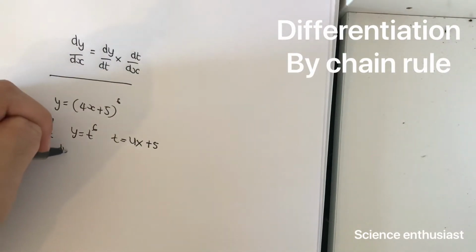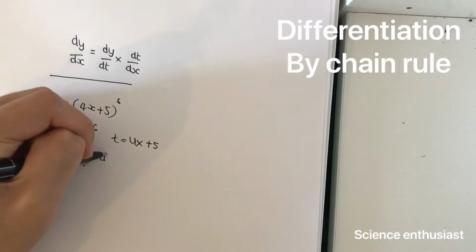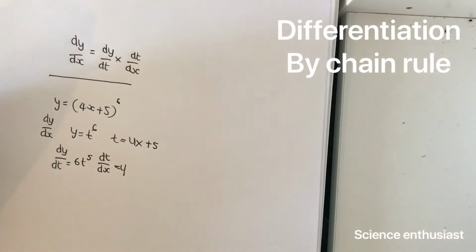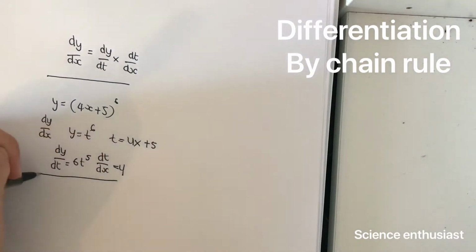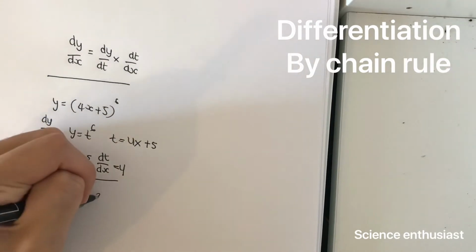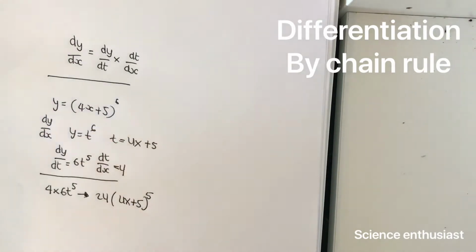Now dy over dt equals 6t to the power of 5 and dt over dx equals 4, from normal differentiating rules. So now we multiply both of these together, 4 times 6t to the power of 5, which will simply be 24 times (4x + 5) to the power of 5.